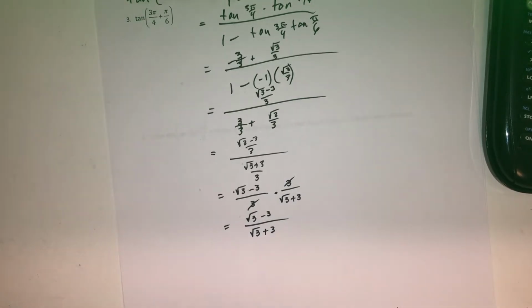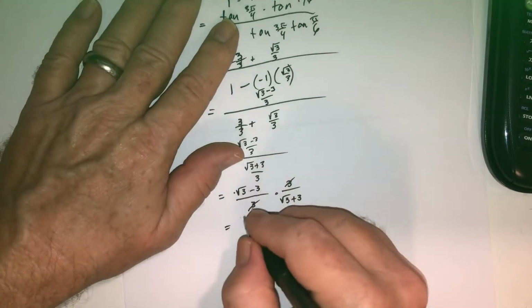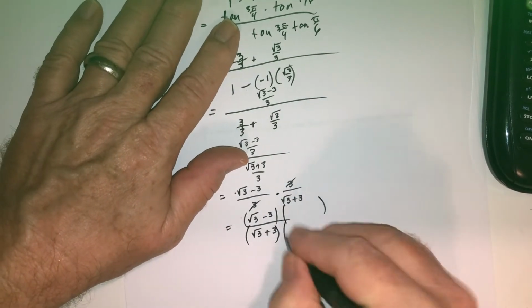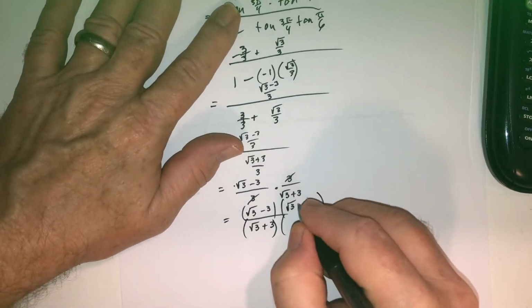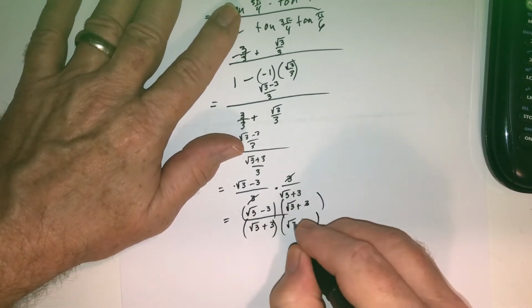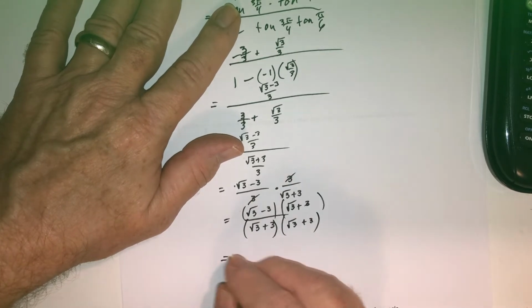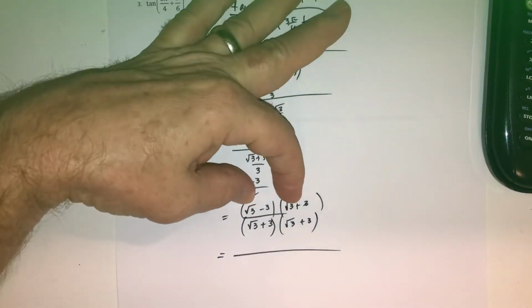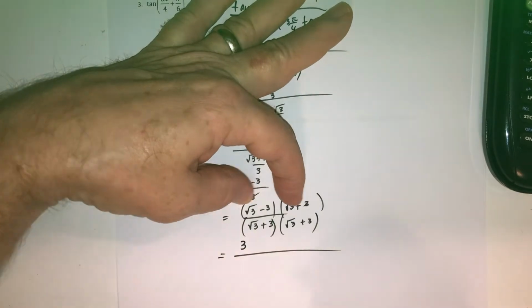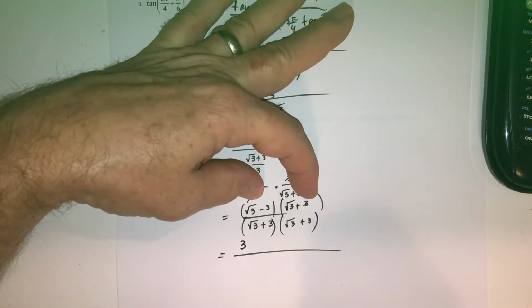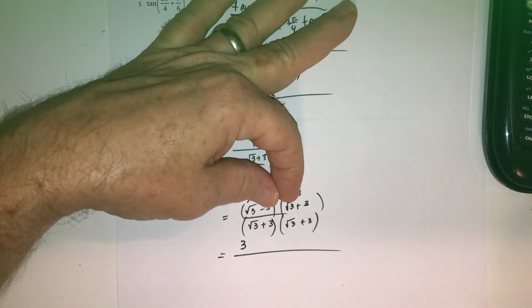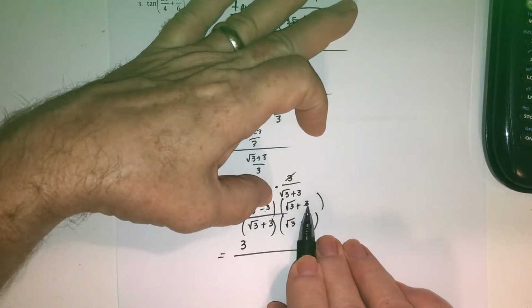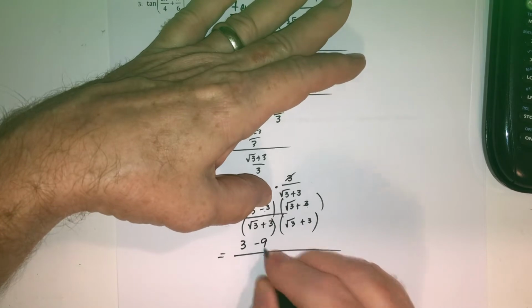Now, of course, you're not allowed to leave that radical in that denominator. So that means that we're going to multiply both the numerator and the denominator by that denominator, which is the square root of 3 plus 3. Up top, the product of the first terms is 3. The product of the outer terms is 3 times the square root of 3. The product of the inner terms is negative 3 times the square root of 3. They'll cancel. And then negative 3 times negative 3 is negative 9.